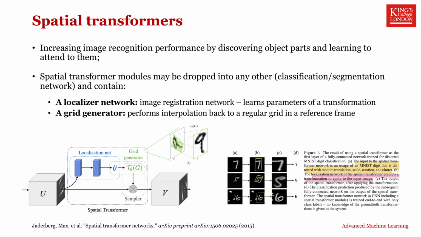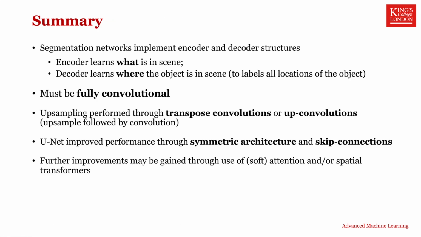For example, in the paper they show that when training on a deformed MNIST dataset which they created, these transformers can learn to detect the object of interest and then resample it in focus within the reference grid to aid classification. So, in summary, segmentation networks implement encoder and decoder structures where encoders learn what is in the scene and decoders learn where objects are in the scene, so as to label all locations of that object.